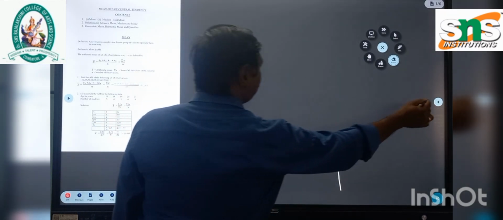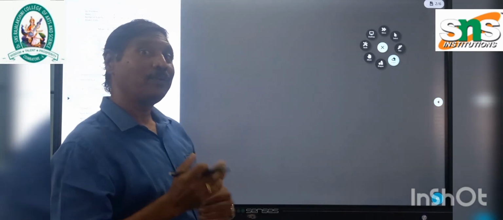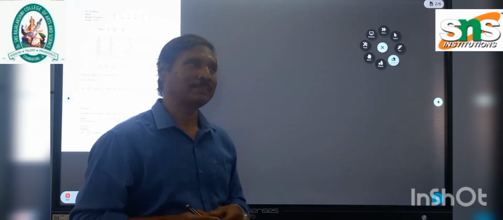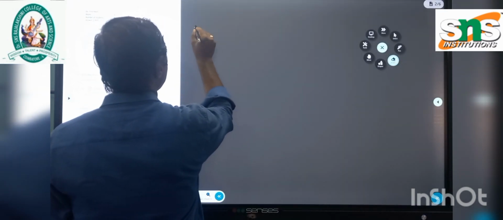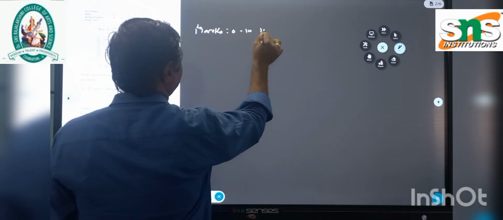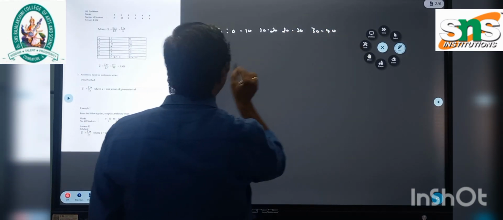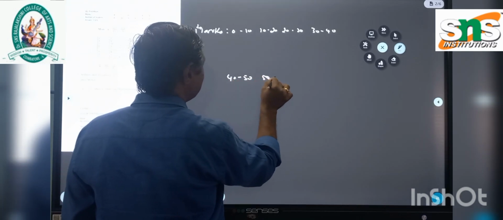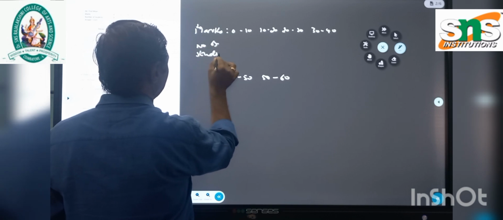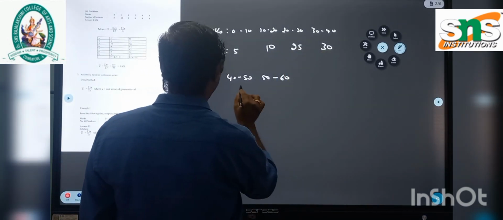So next, we find the arithmetic mean for continuous series. Continuous series means the interval is there, the data fall in the interval. How do you find the arithmetic mean for continuous series? Here, the number of students got some marks. The marks are 0 to 10, 10 to 20, 20 to 30, 30 to 40, 40 to 50, 50 to 60. And the number of students are 5, 10, 25, 30, 20 and 10.